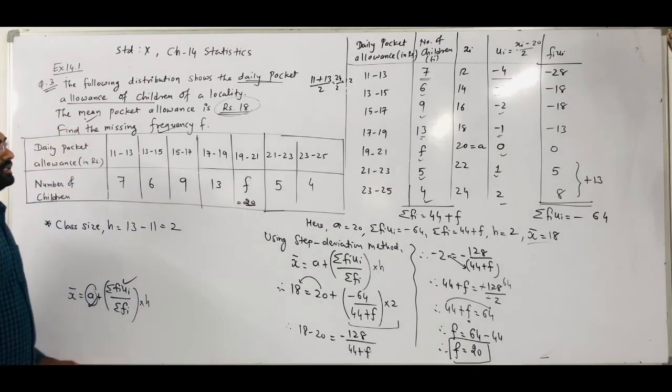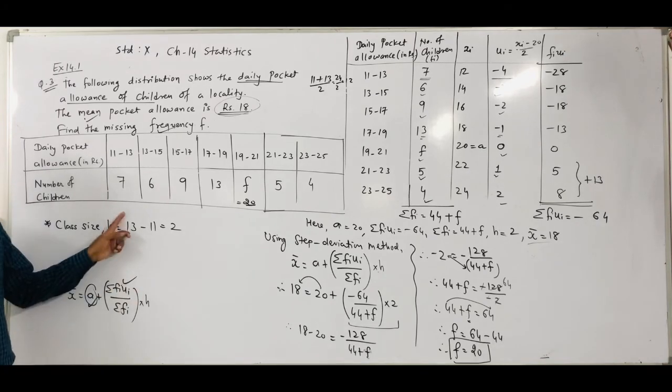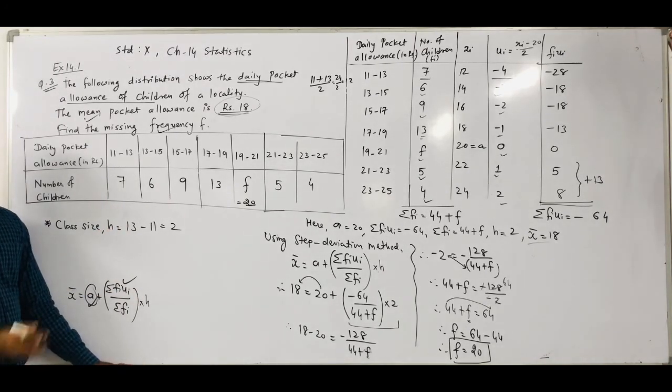Okay. So missing frequency sums are very important because they may ask for 3 marks, and are most frequently asked in the examination.